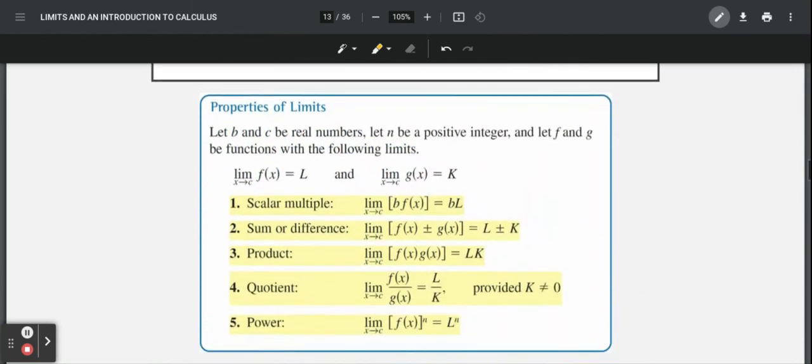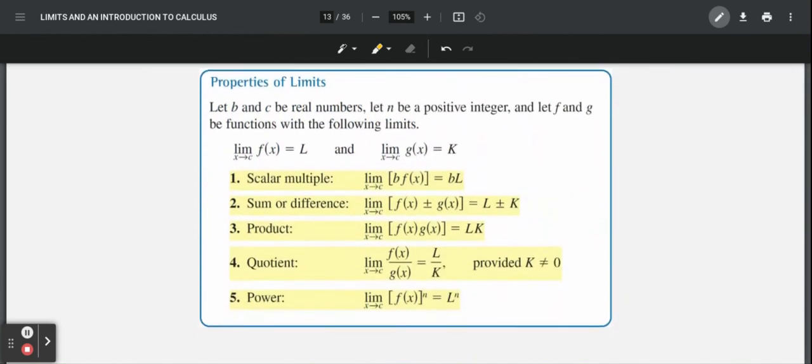And then you have some more properties here. If you know what the limit of a function is as x approaches a value, and you want b times that function, just take the limit of the function and multiply it by the scalar. You can add limits together, you can multiply, you can divide, and you can raise them to a power.